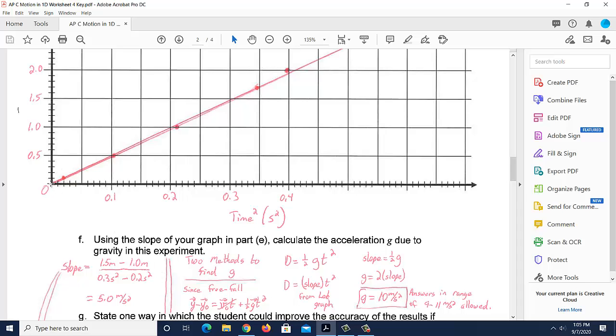Recognize here, if this had a significant y-intercept, 1 point's not going to get you the slope, right? 2 points will always get you the slope. So you should show your work. And notice how I also calculated units for the slope.